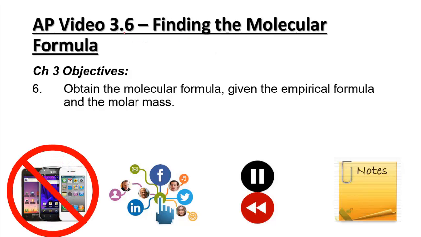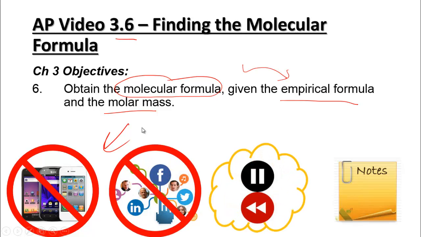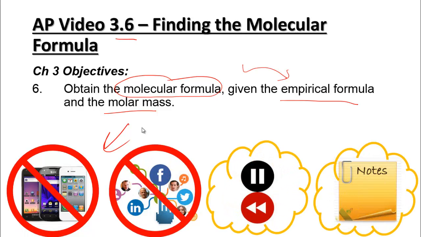Welcome to AP Video 3.6, looking at finding the molecular formula. My objective is to find the molecular formula, given that you have the empirical formula and molar mass. Sometimes you may have to solve for this, but once you have that and molar mass, you can find the real, true molecular formula. Just a reminder, turn off those cell phones, turn off the social media, pause, rewind when needed, and take some notes in the margins.